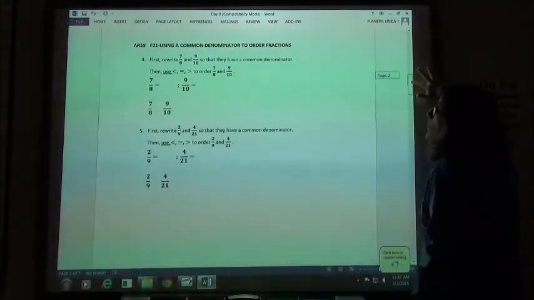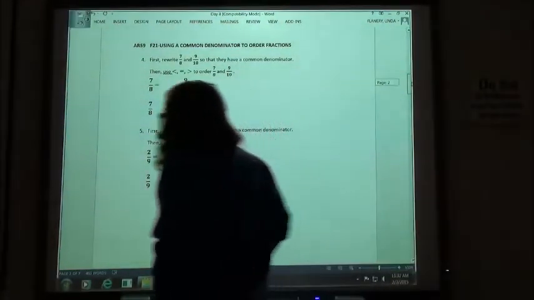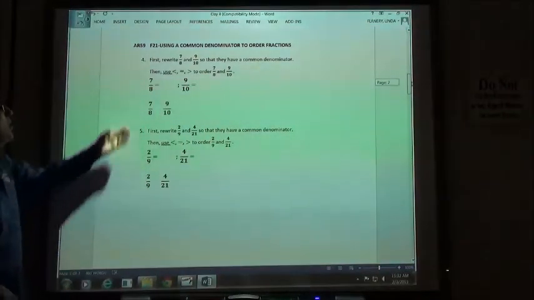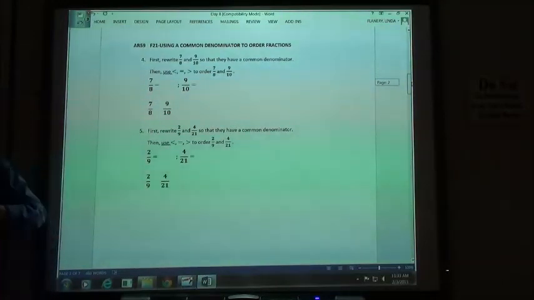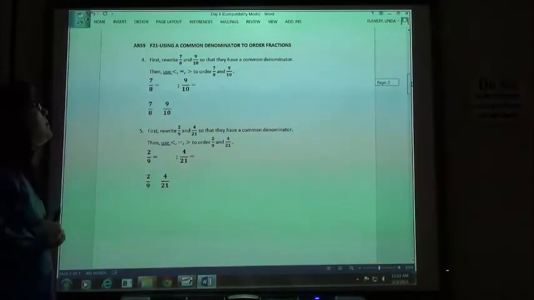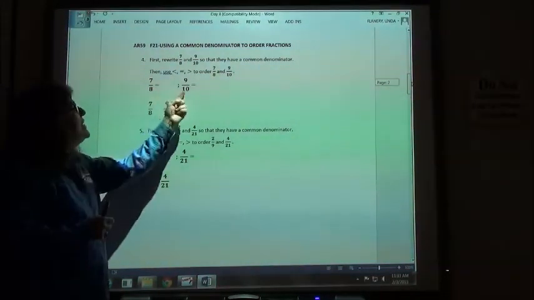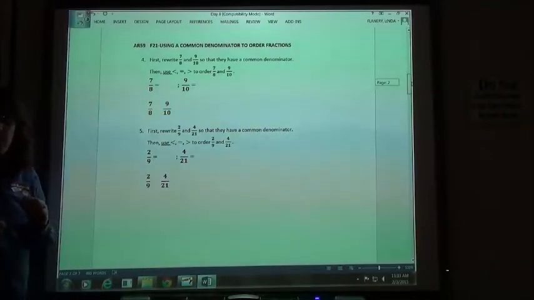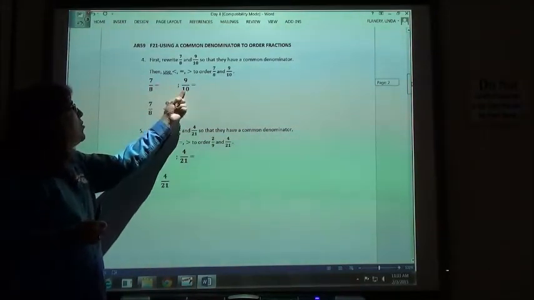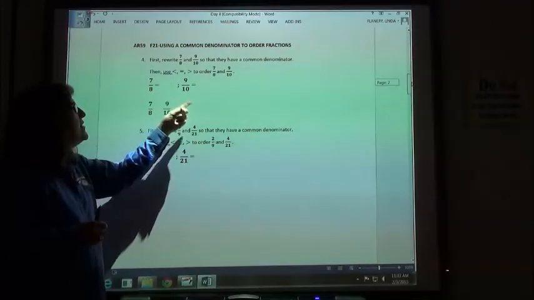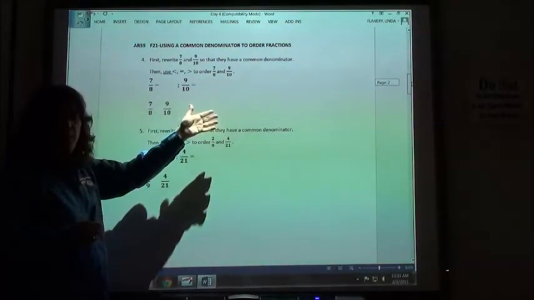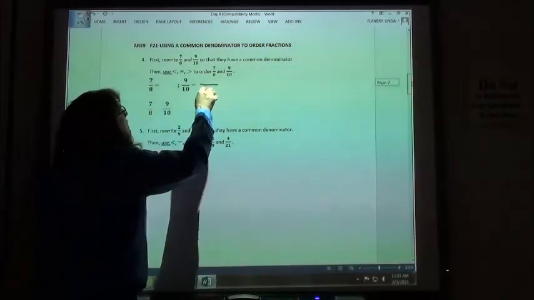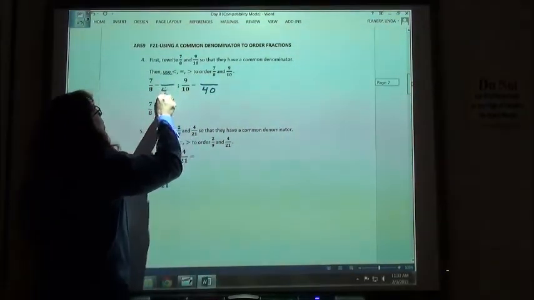We are going to find a common denominator in order to order our fractions. What we want to know is 7/8 greater than or less than 9/10? You might know already, but in case you don't know, what you would do is find your common denominator and compare your fractions. So if I have an 8 and a 10, I'm looking for my least common multiple. I'm going to start with 10. 8 doesn't go into 10, so I do 20. 8 doesn't divide into 20, so I try 30. 8 doesn't divide into 30, so I try 40. Oh, 8 divides into 40. 40 is my least common multiple.